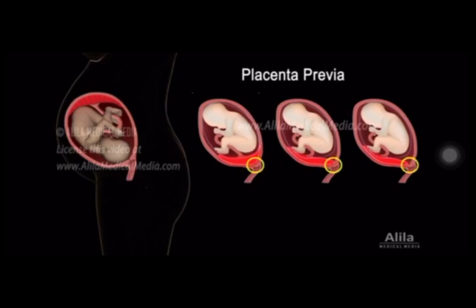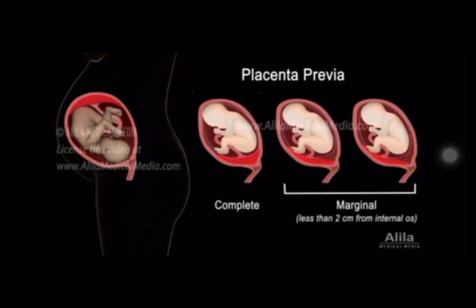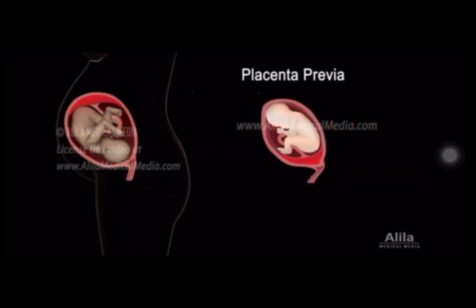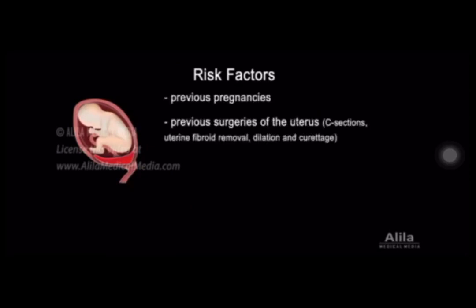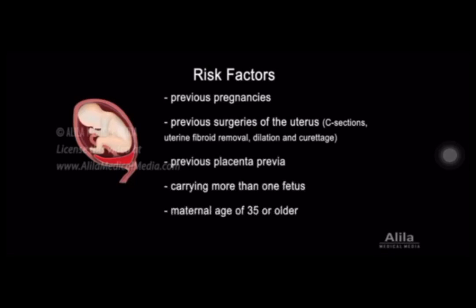In the third stage of labor, placenta previa, sometimes referred to as low-lying placenta, is a pregnancy complication in which the placenta attaches to the lower end of the uterus near or covering the cervical opening. Placenta previa can be classified as complete or marginal. The main symptom is painless bleeding in the second half of pregnancy.